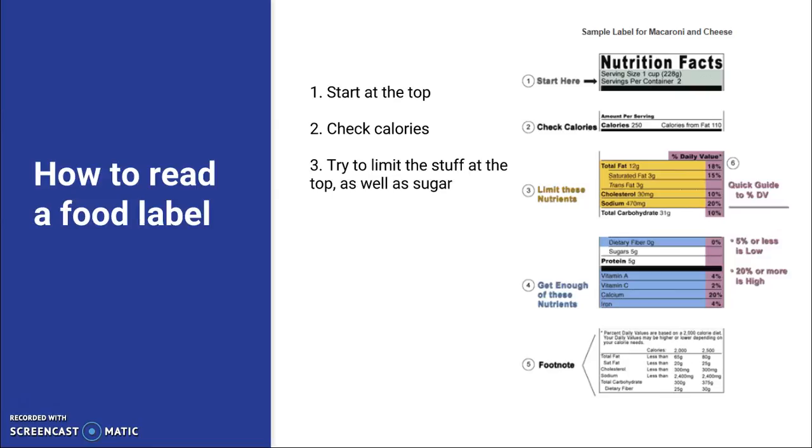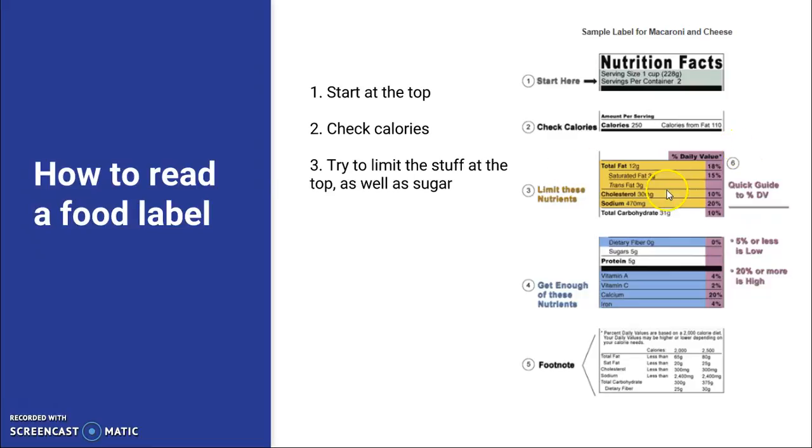You also want to try to limit the stuff at the top as much as you can. Your total fat includes saturated fat and trans fat. Now you can see that the 3 and the 3 add up to 6, not 12. So you can infer that there are other kinds of fats that are not saturated or trans. They're probably omega-3s, which are pretty darn good for you. They're actually heart protecting and have antioxidant effects.